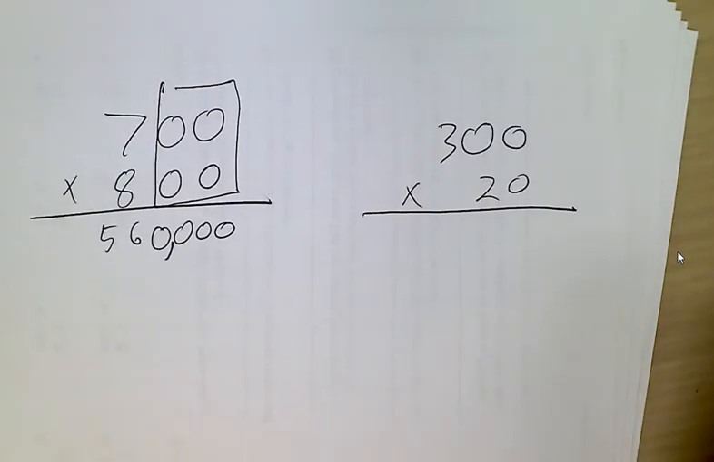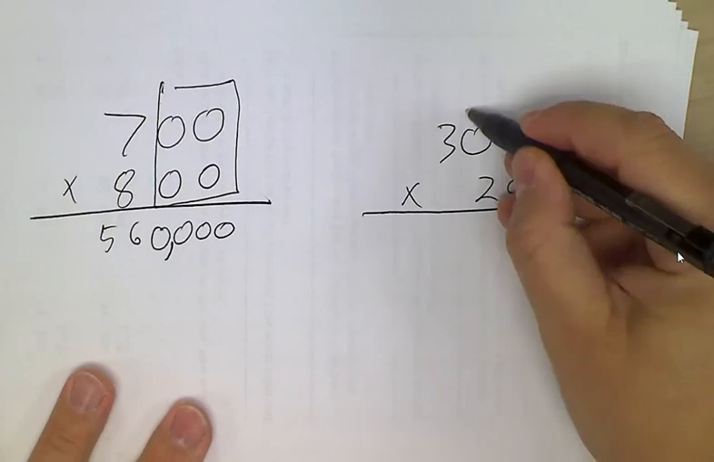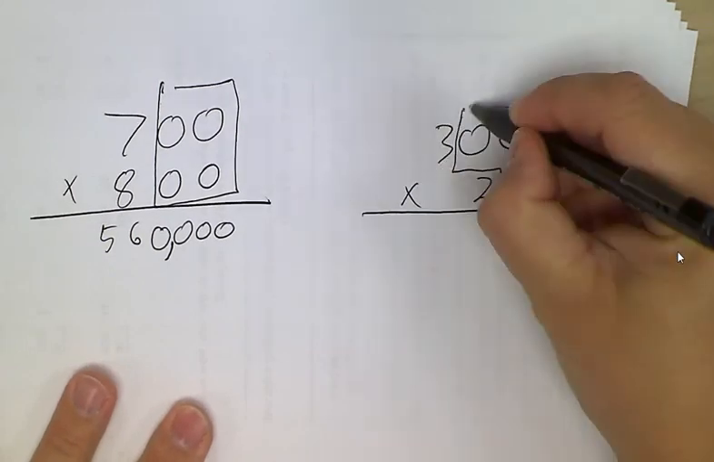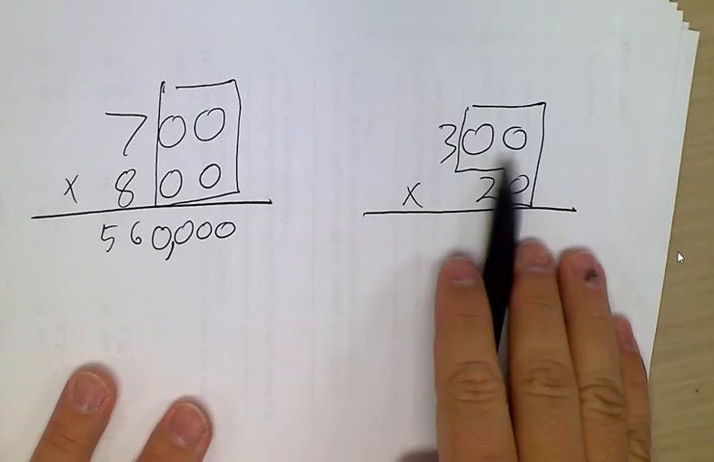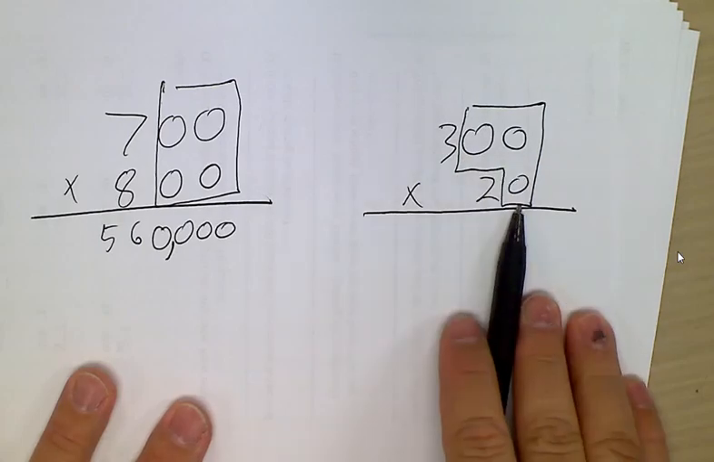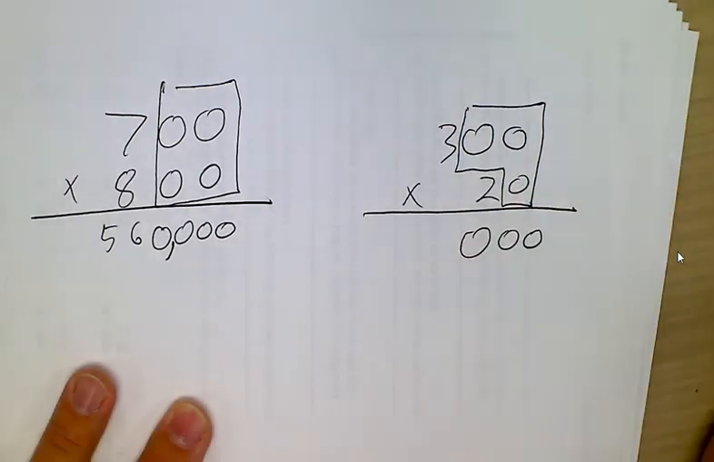Now normally, when we were talking about fractions, we always talked about you need something on the top to cancel something on the bottom. But with this zeros trick, you can actually do this. As long as they're at the end of your number, these two are at the end of the 300. This one is at the end of the 20. As long as they're at the ends of your numbers, you can just bring them down. So now 3 times 2 is? 6,000.